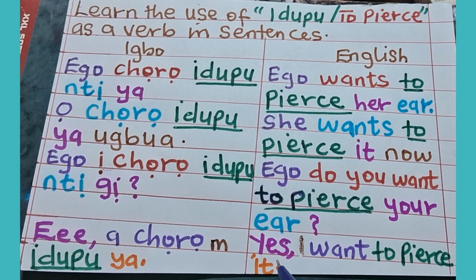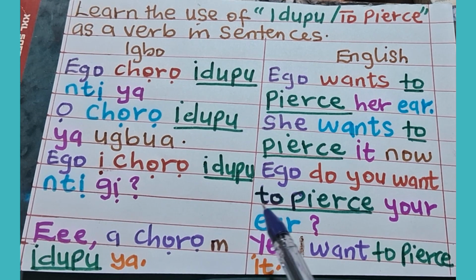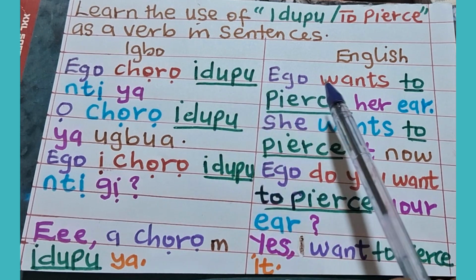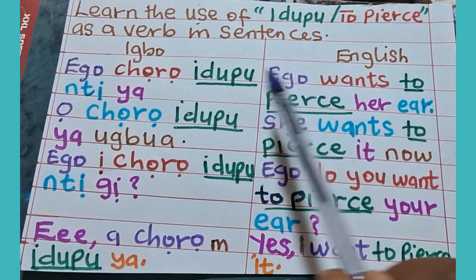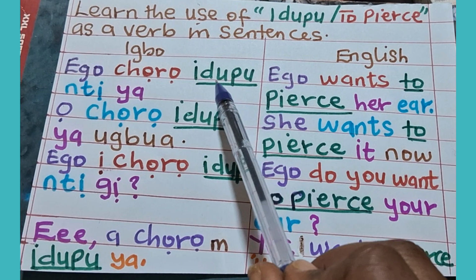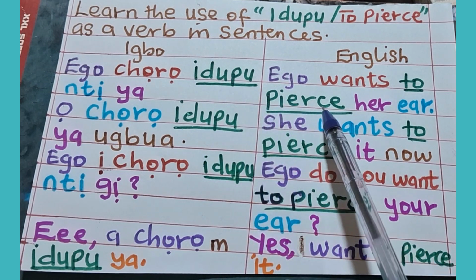You can see that we use the same color marker to identify same words. Like here, I means yes in Igbo. It means yeah. A means yes. And others. We use the same color marker to identify them for easy understanding. We also identify our verb by underlining them both in Igbo and in English.